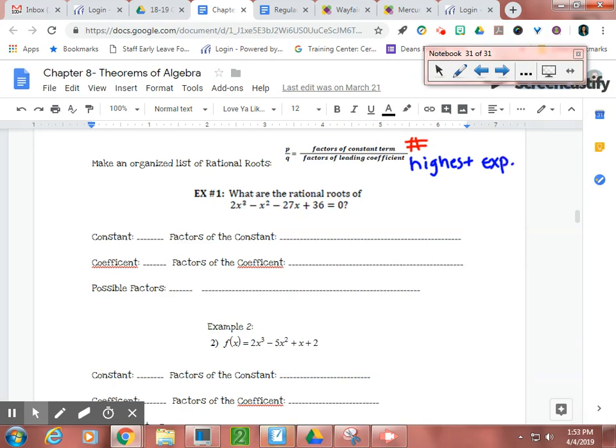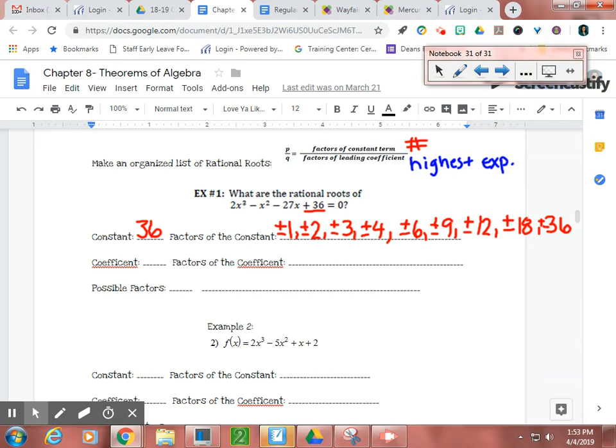All right, if we're looking at that first one, we first want to identify the constant. The constant is the number, so this is 36. The factors of that, if you were to make a factor tree, is everything that would divide 36: positive and negative 1, 2, 3, 4, 6, 9, 12, 18, and 36. Those are all the things that will divide 36 nicely.